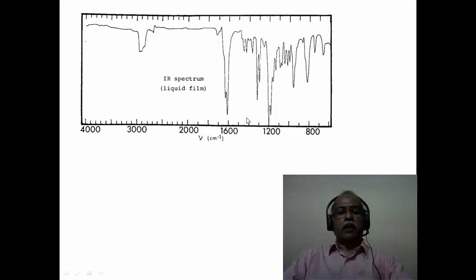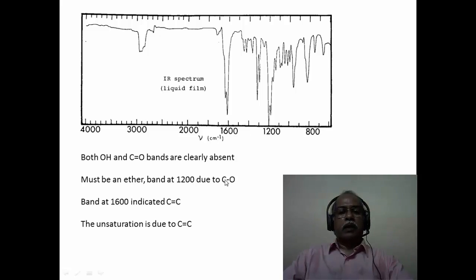This 1600 peak would correspond to a C=C stretching frequency. Now there is a band at 1200. This could very well be a C-O single bond stretching frequency. So since it doesn't have any carbonyl functional group, most likely the unsaturation is due to C=C, and the C=C is very clearly seen for the stretching frequency coming around 1600 inverse centimeter in the infrared spectrum of this particular compound.